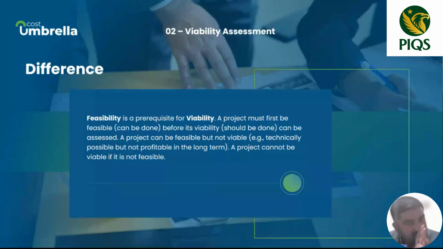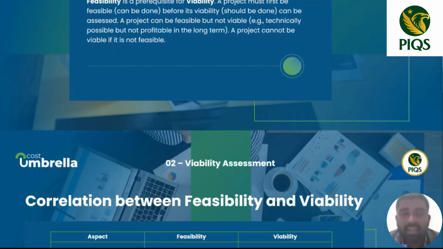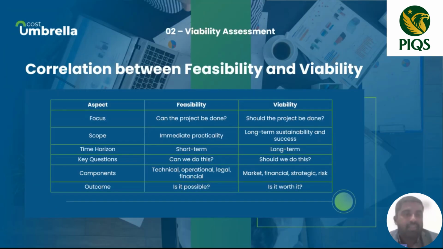Can we go to the next slide, which more specifically differentiates these two? Right, very good. Focus: feasibility studies ask, can the project be done? Yes, whether I can complete the project or not. Viability asks, should the project be done? Okay, I can complete the project, but will it serve the purpose? Will it serve my purpose of getting business, getting profit?